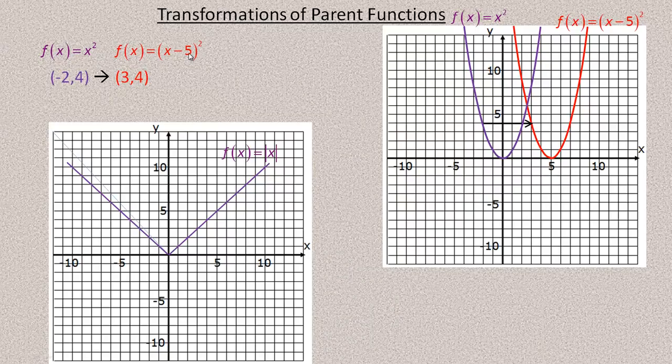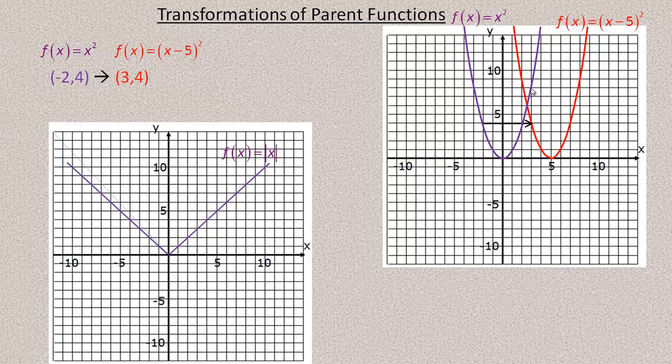So that's why it's minus 5 and not plus 5, because I'm putting this new x value in because it's been shifted to the right 5 units. And the only way I can, after I put the 3 in, be squaring negative 2 to get 4, is if there's a minus 5 here.